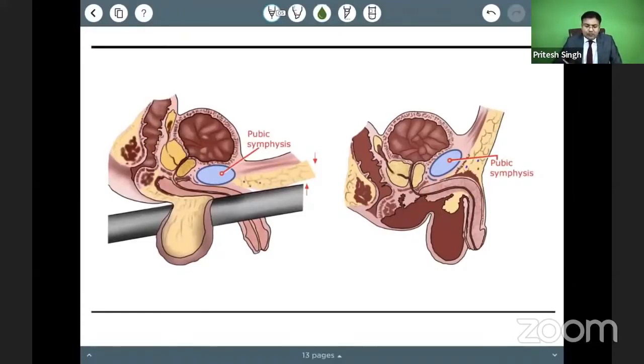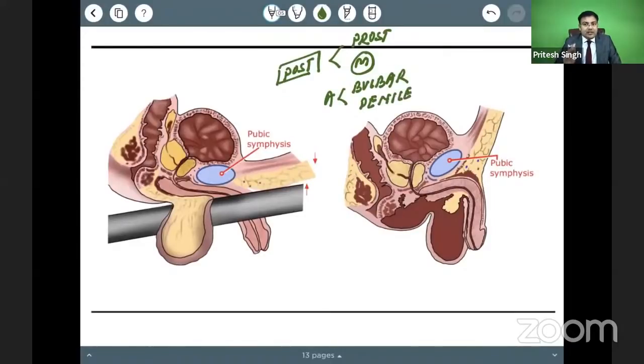You know what are the parts of posterior urethra? Posterior urethra, there is prostatic and membranous. Clear? And in anterior urethra, there is bulbar and penile. Now, another question you have to tell me: what is the most commonly injured part of anterior urethra? Sir already explained. Is it bulbar or penile?